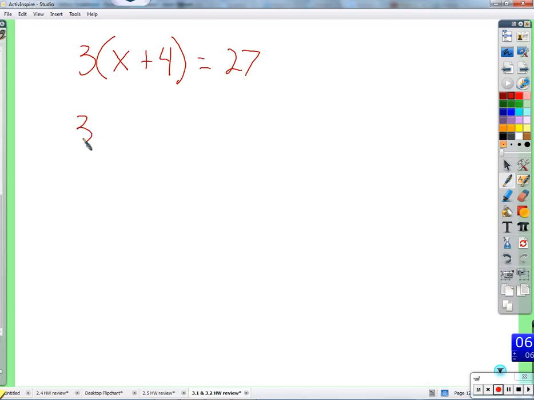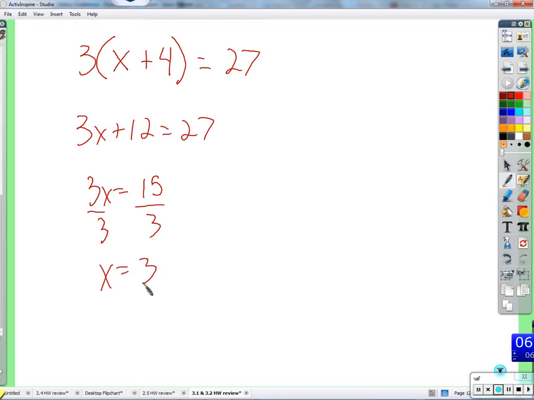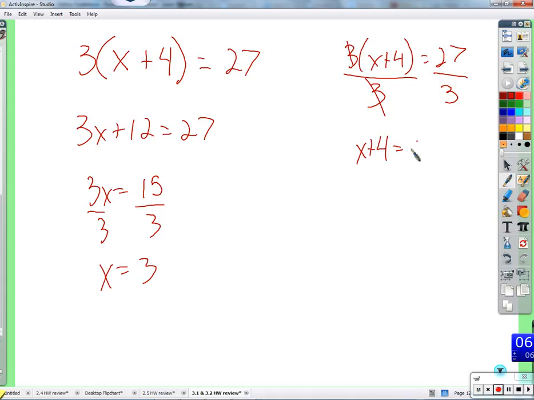So let's do the distribution. 3x plus 12 equals 27. Subtract 12, and we get 15. Divide by 3. X is 5. Right, let's do it this other way, where we divide by 3 at the beginning. X plus 4 equals 9. X equals 5. 9 minus 4 is 5. You've got 3 times something, just like we have 3 times x, we divide by 3. 3 times parentheses, divide by 3, same thing.